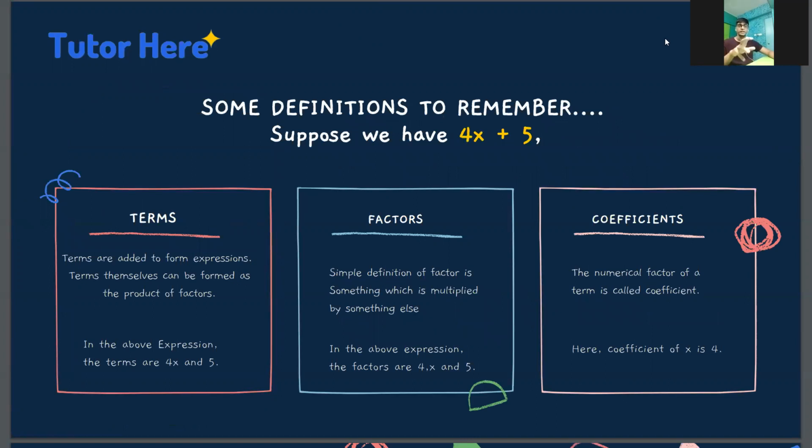There are some definitions that we have to remember. Suppose we have the expression 4x plus 5. Terms are added to form expressions. Terms themselves can be formed as the product of factors. In the above expression, the terms are 4x and 5. Factors: the simple definition of factors is something which is multiplied by something else. In the above expression, the factors are 4x and 5. And finally, coefficients. The numerical factor of a term is called a coefficient. Here, the coefficient of x is 4.